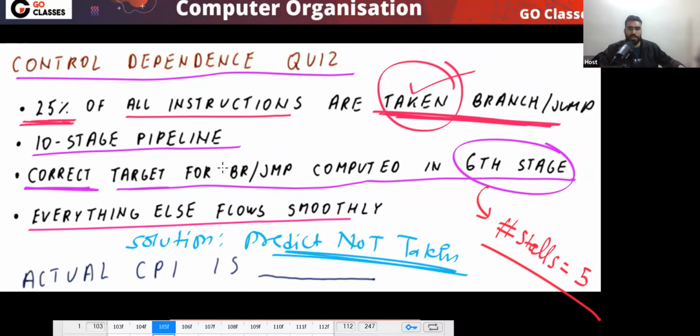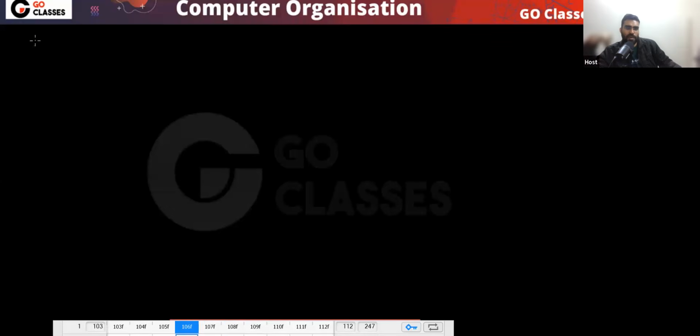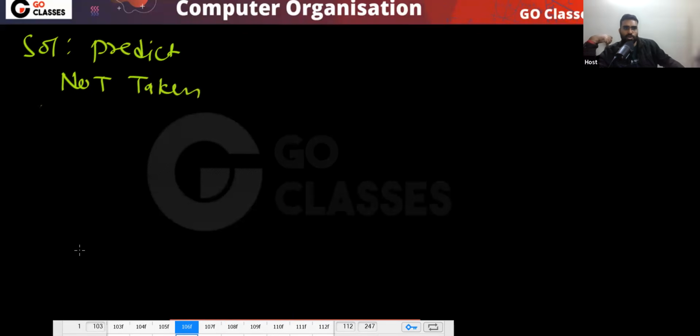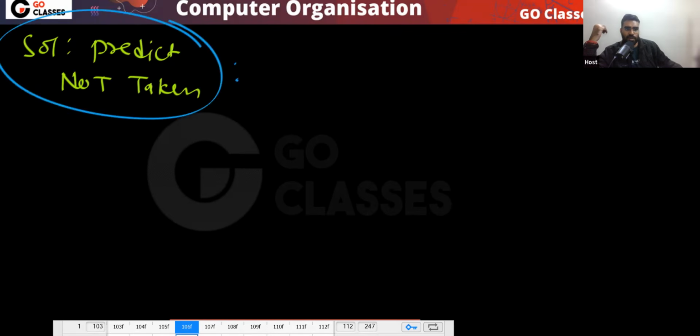So if your solution is predict not taken, then your answer will be what? And your answer will be what if your solution is predict taken? In these two situations, you tell me. If your prediction is predict not taken, in this situation, your CPI will be 1, which is the ideal CPI.